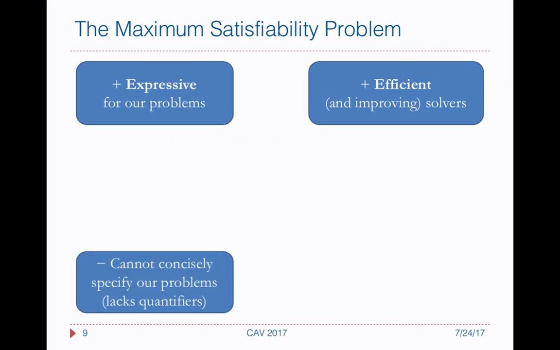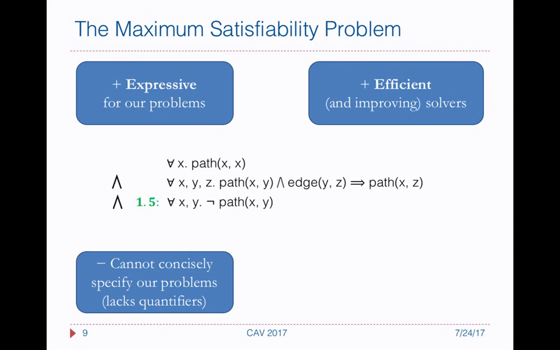Now, here are the things which are not so good about the MaxSAT problem for our needs. First, they do not allow us to concisely specify our problems, and in particular, they lack quantifiers. So here's a problem that I'm going to use throughout this talk. It computes graph reachability in a directed graph. Many problems in software analysis can be encoded as graph reachability problems, so I'm going to use this as a prototypical example throughout the talk.